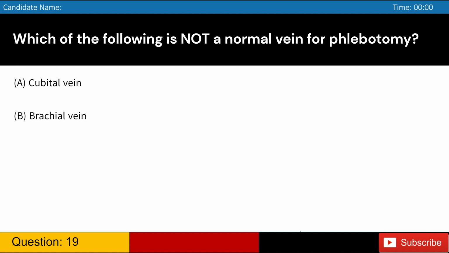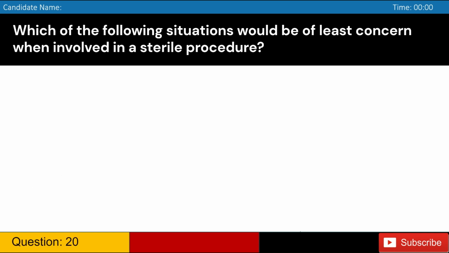Brachial vein. C. Hepatic vein. D. Cephalic vein. E. Basilic vein. Answer: C. Hepatic vein. Which of the following situations would be of least concern when involved in a sterile procedure?